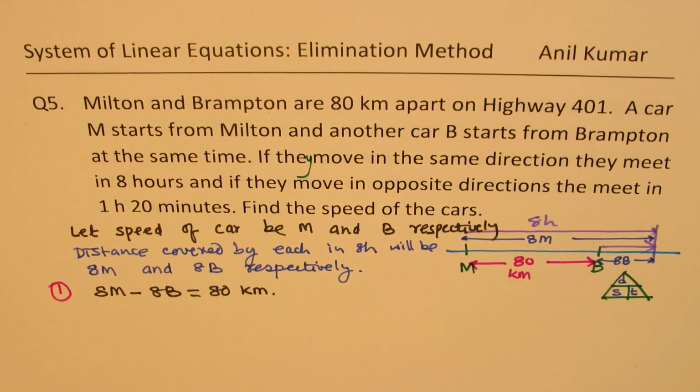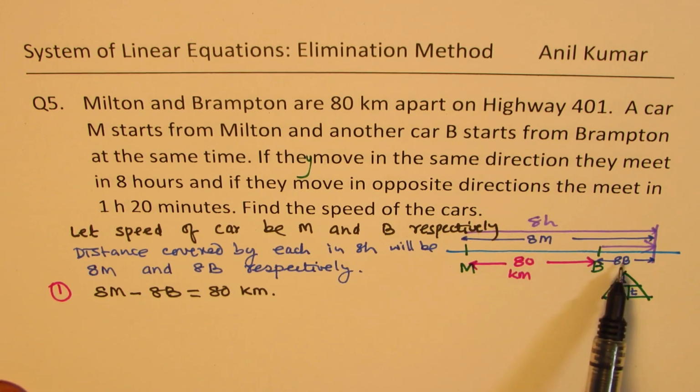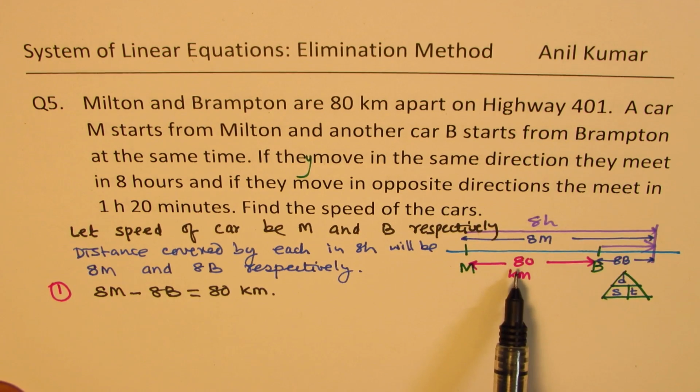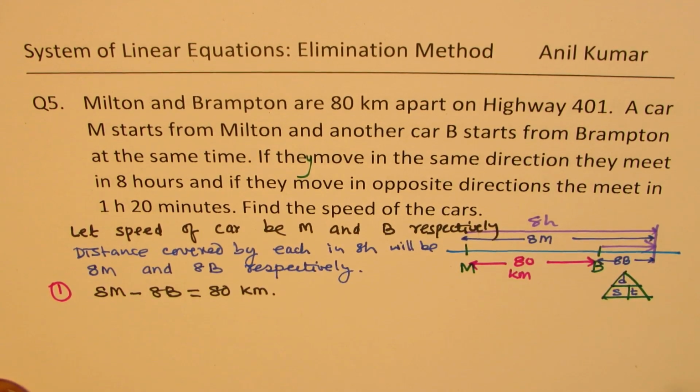Is that clear to you? Very interesting equation, right? No fractions involved, very simple. Distance covered with the faster car will be 8m and with the slower car will be 8b, and the faster car covers 80 kilometers more, right? So that is how you get your first equation. The second one, if they are traveling in the opposite direction.